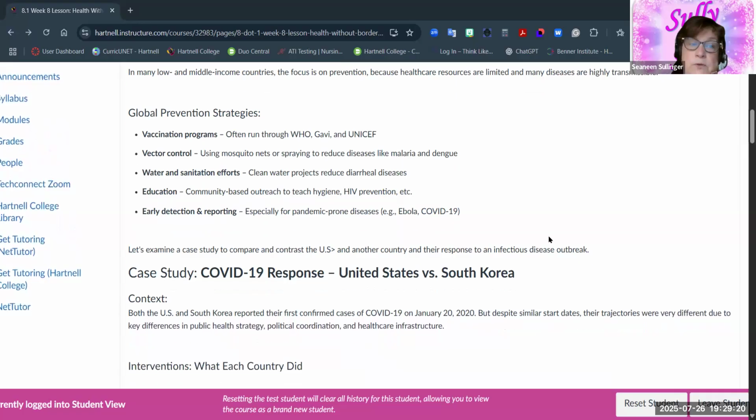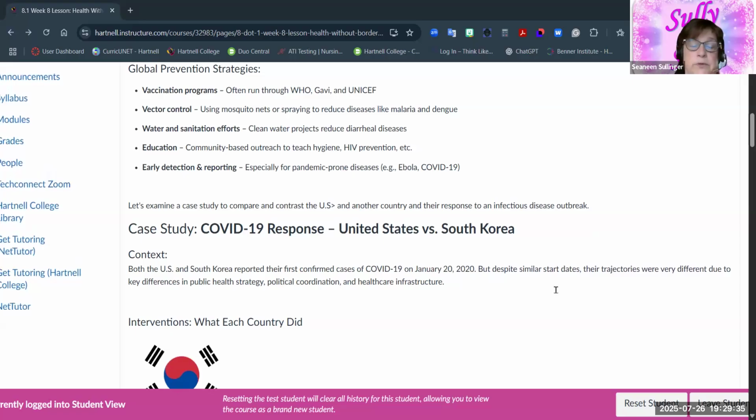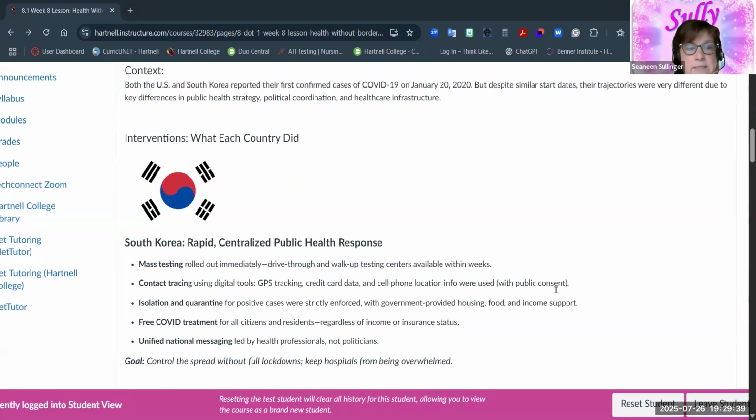And so then I give you a case study to compare and contrast the US and, in this case, South Korea, and how the responses were similar and different in terms of COVID-19. Now you can read the stories and go to the resources. But let's take a look. What did South Korea do? We know what the United States did. What did South Korea do? So they had a rapid, quick, centralized public health response.